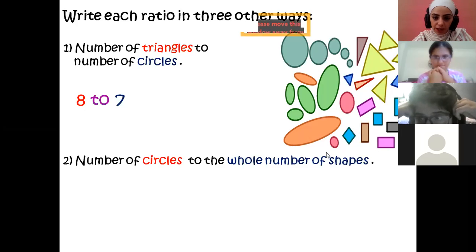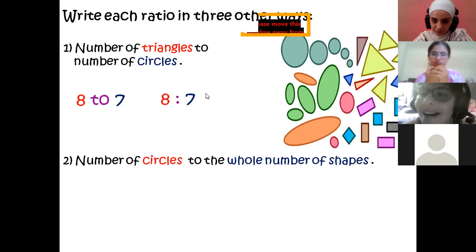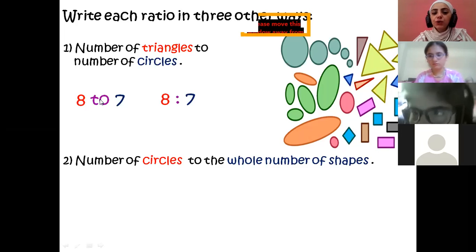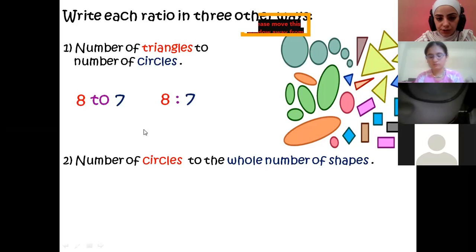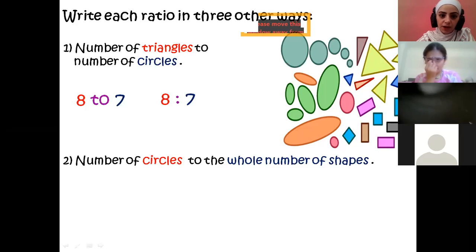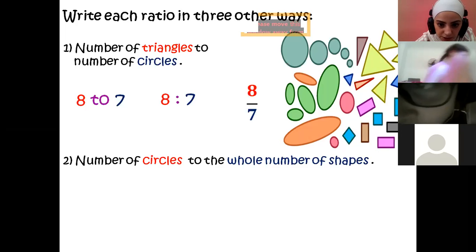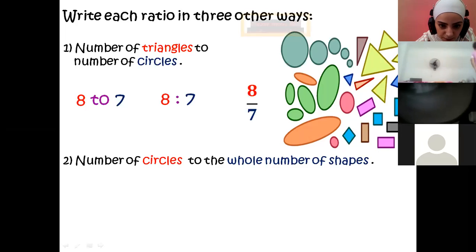This is one way. The other way we use... So teacher, we have to start with triangles. Of course, I told you the ordering is important. We said triangles first. You put the number of triangles first. Okay, so these are the 3 forms of writing this. Okay, thank you, Sama. Mute yourself, Sama, please.